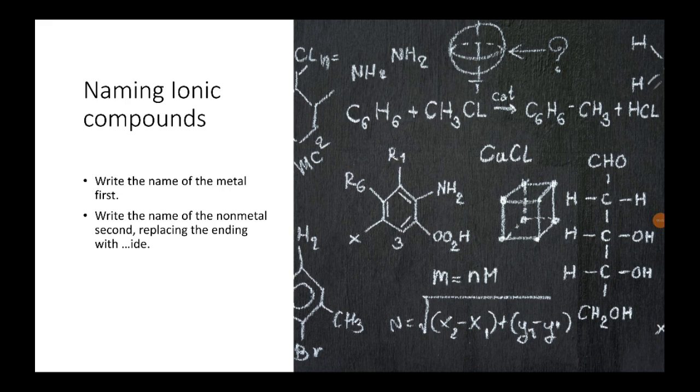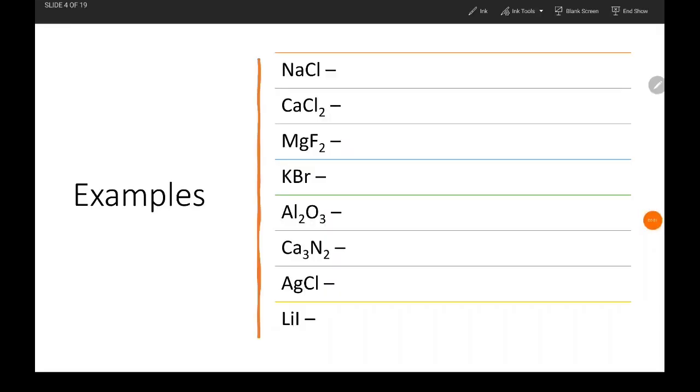All you have to do is write the name of the metal that comes first in the compound, followed by the name of the non-metal that comes next. The ending of the name of the non-metal is replaced with the IDE ending, pronounced "ide". We have some examples of these simple ionic compounds on this slide.